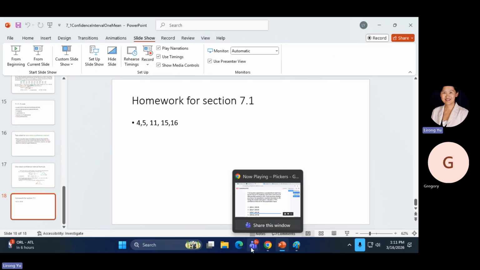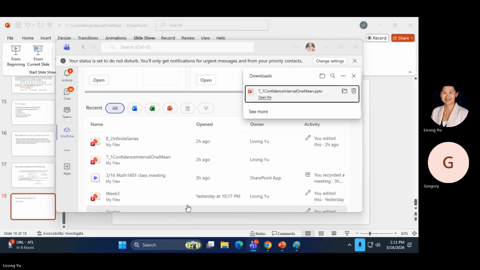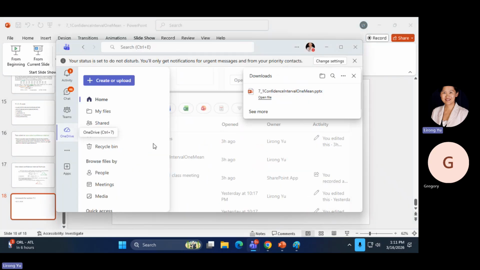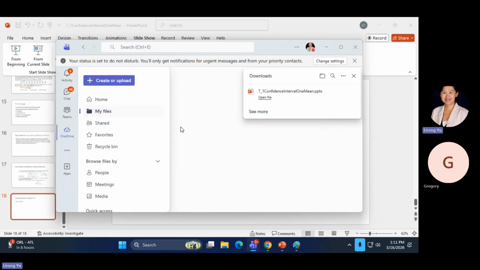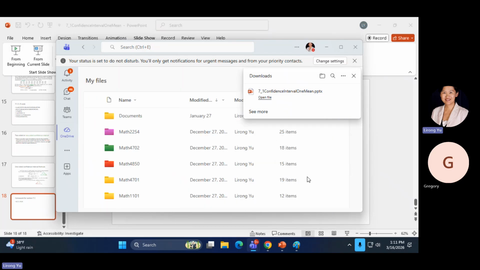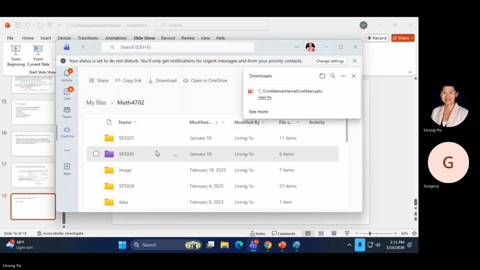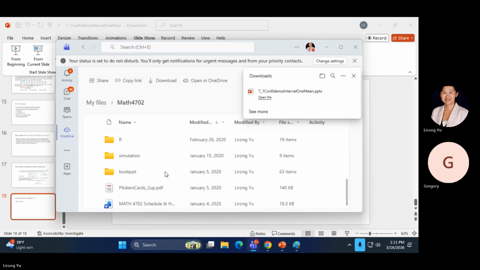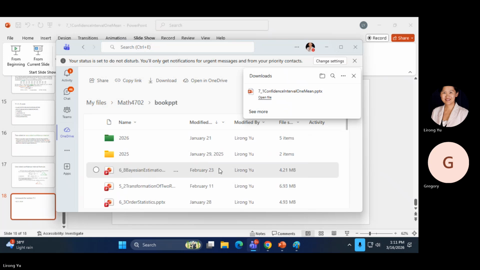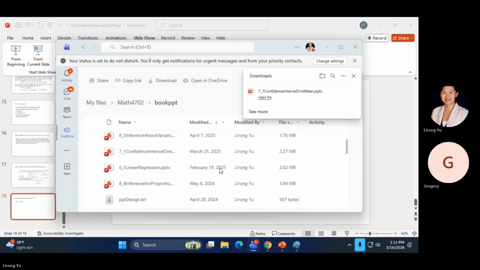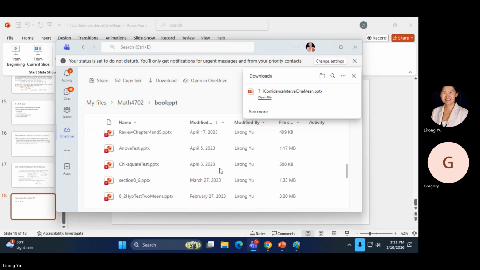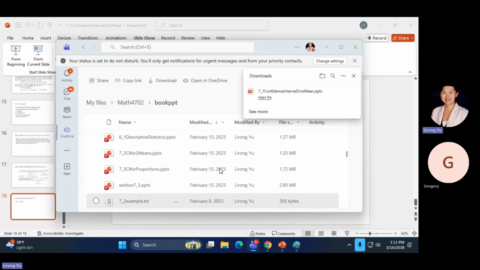And 7.1 and 7.2. It's also comprehensible.